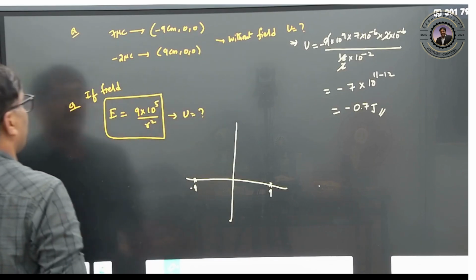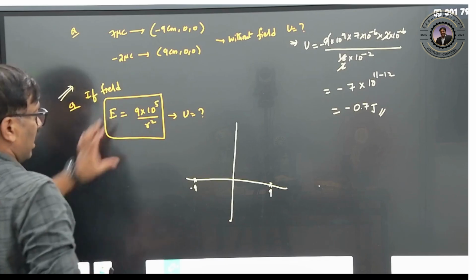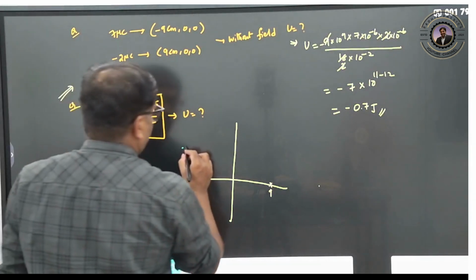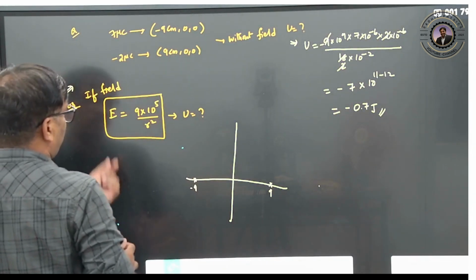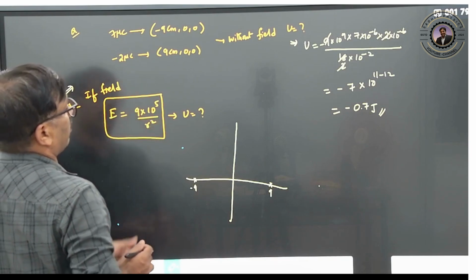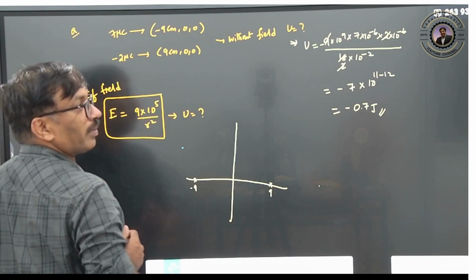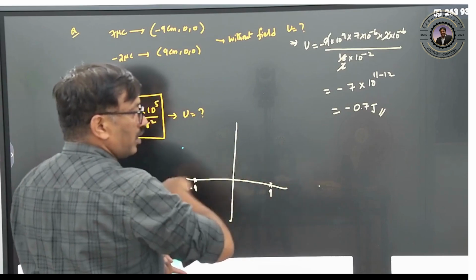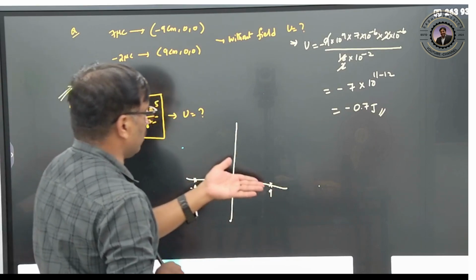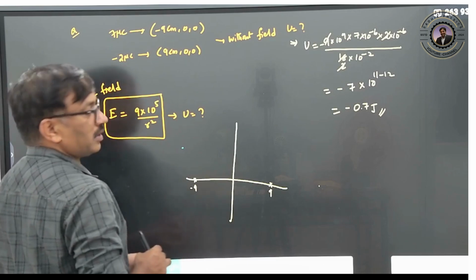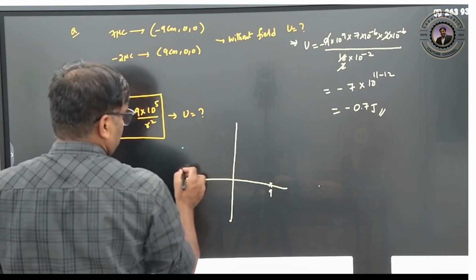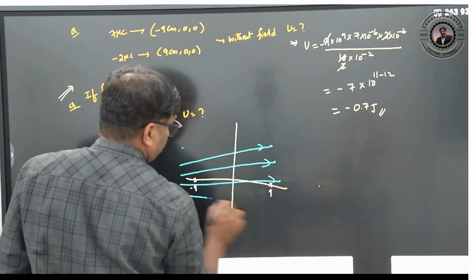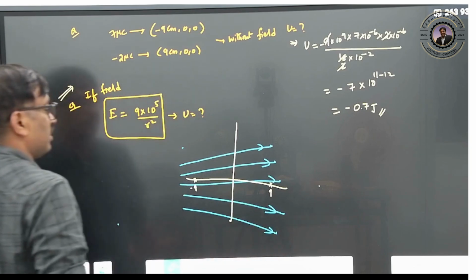But here an external field exists. What is given now? There is a certain field in some region. The field is E equals 9 into 10 to the power of 5 into 1 by r square. 1 by r square means the field is decreasing with distance. Clear? So initially the field was more on this side, along the x-axis. So like this, some field is there now.